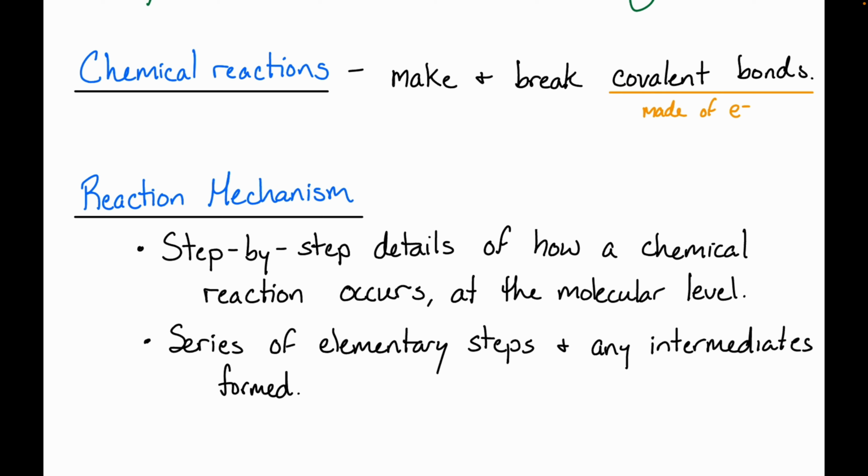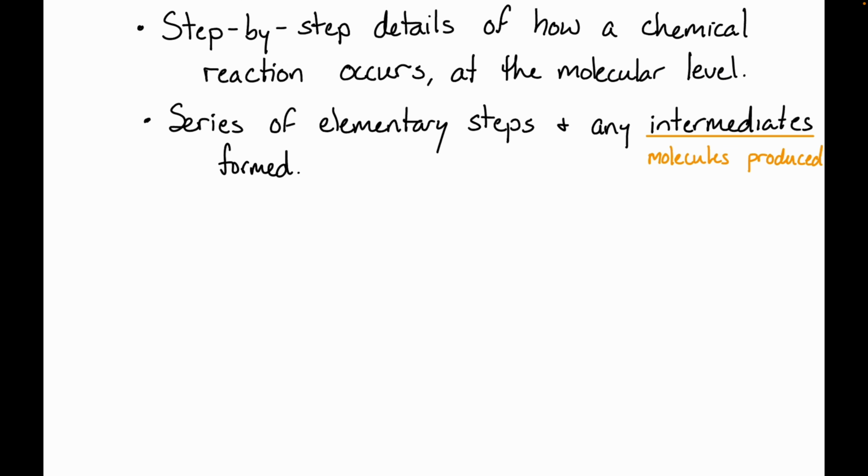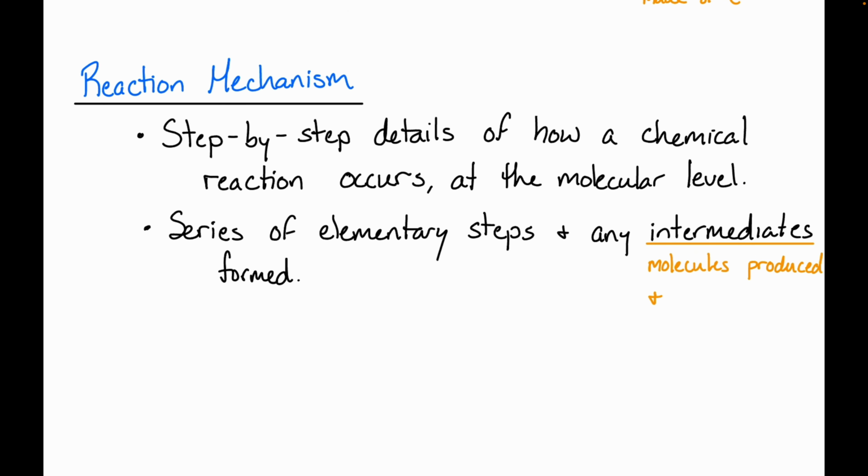Okay, intermediates. These are molecules that are produced and consumed in a reaction. So they don't ever appear in your balanced chemical equation. They're produced in, say, step 1 and then consumed again in step 2, right? So they never actually appear in your overall chemical reaction.